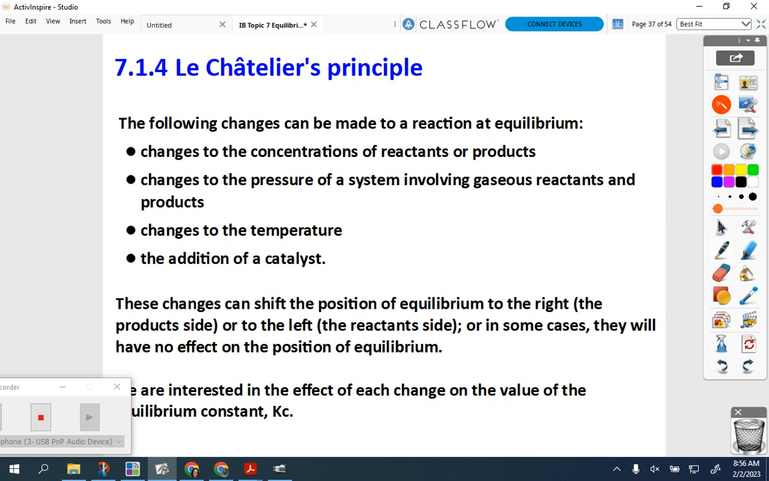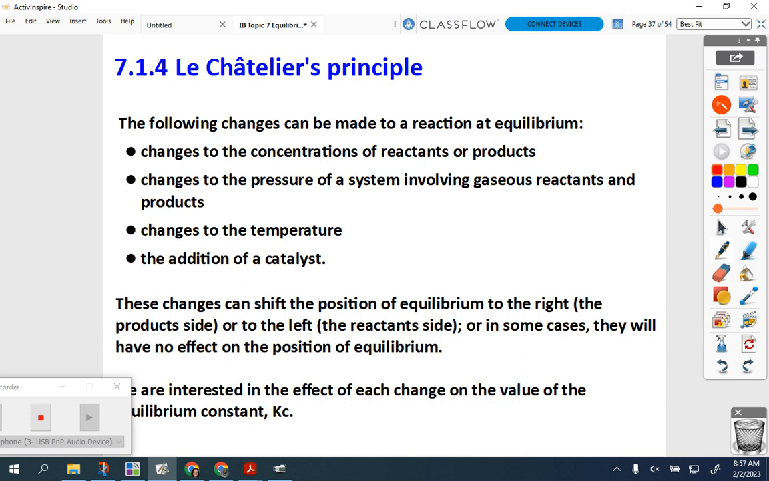So some of these changes will shift the position of equilibrium so that we end up with a shift towards the product side or a shift towards the reactant side. And some of these things will actually have no effect on the position of the equilibrium. And so we're going to talk about each of these changes in turn and what effect it has on where the reaction is going to go to get to the new equilibrium and whether or not that's going to change our equilibrium constant.